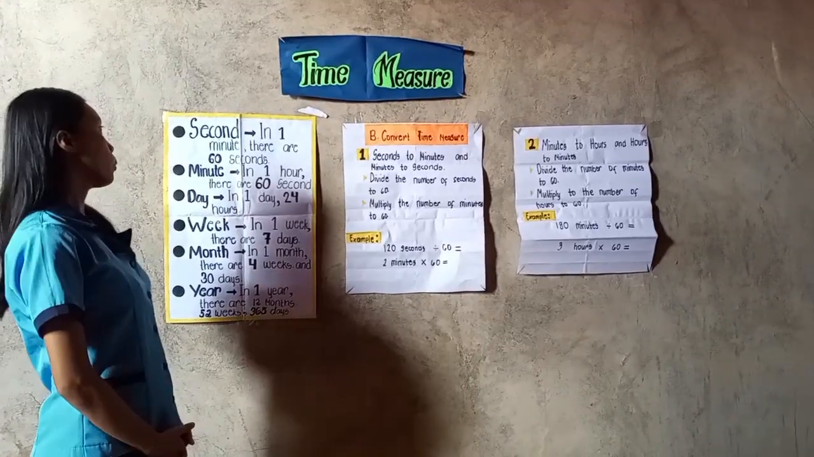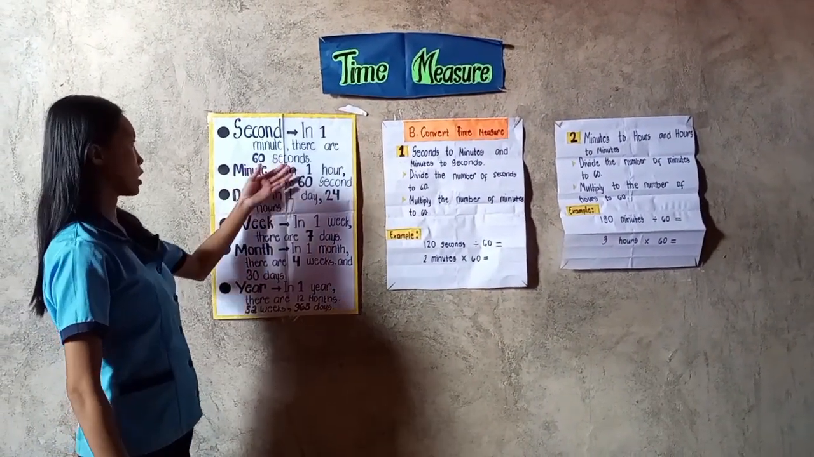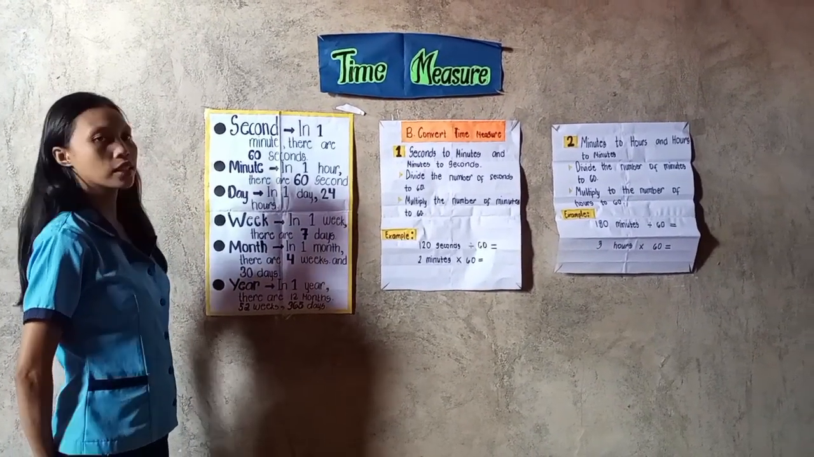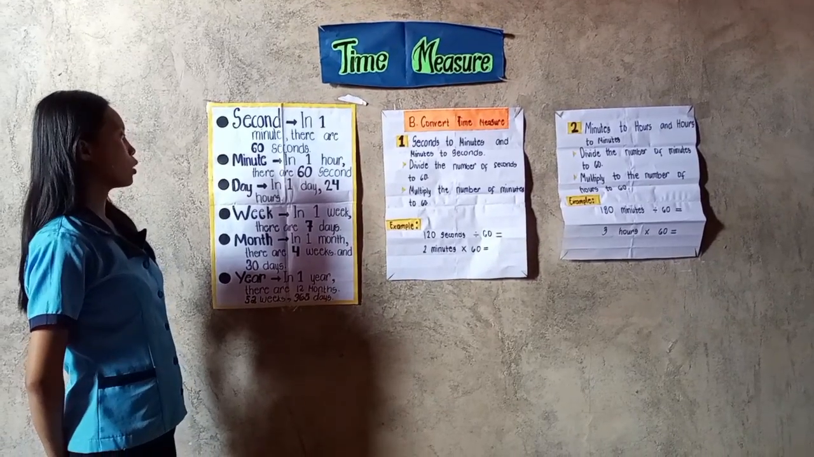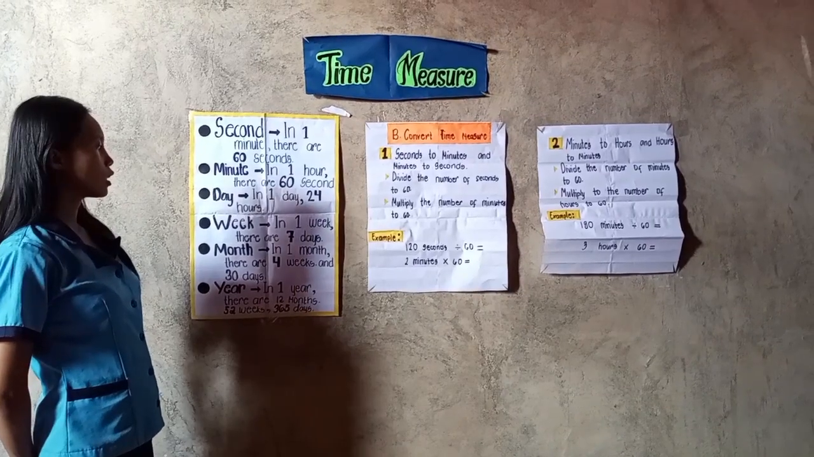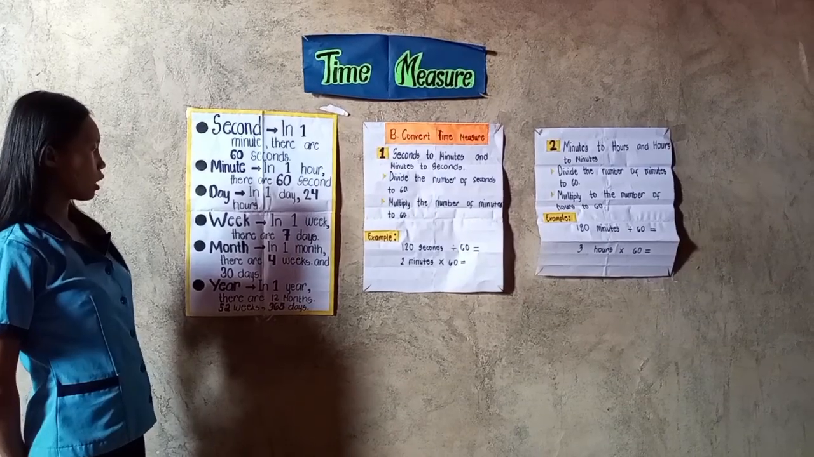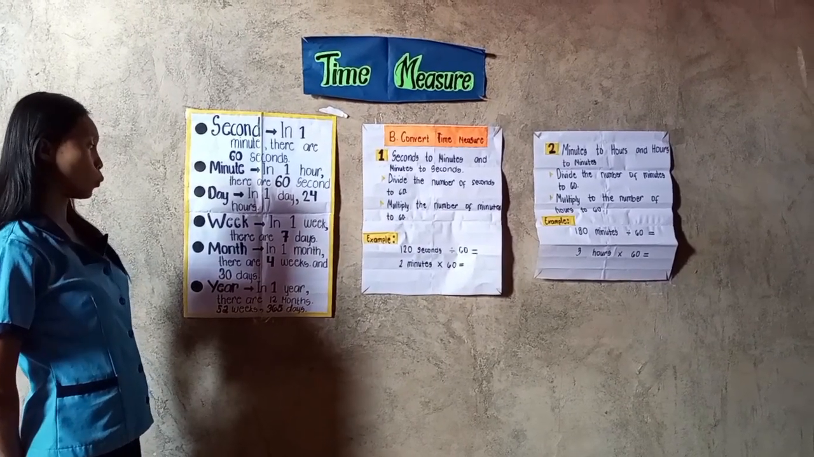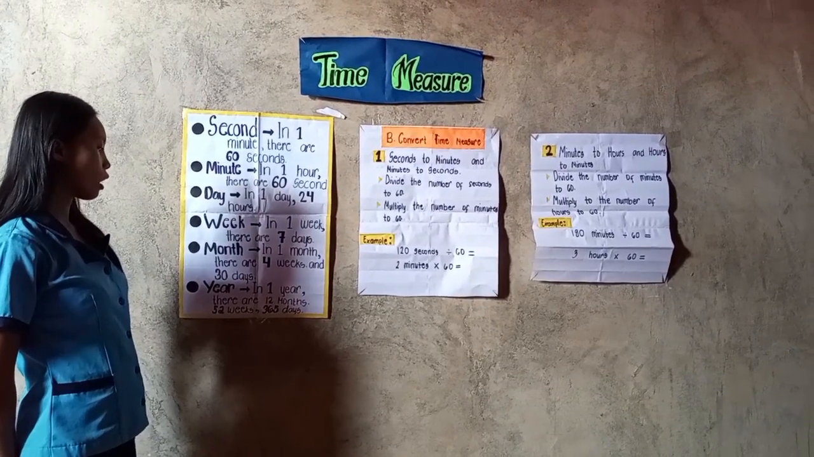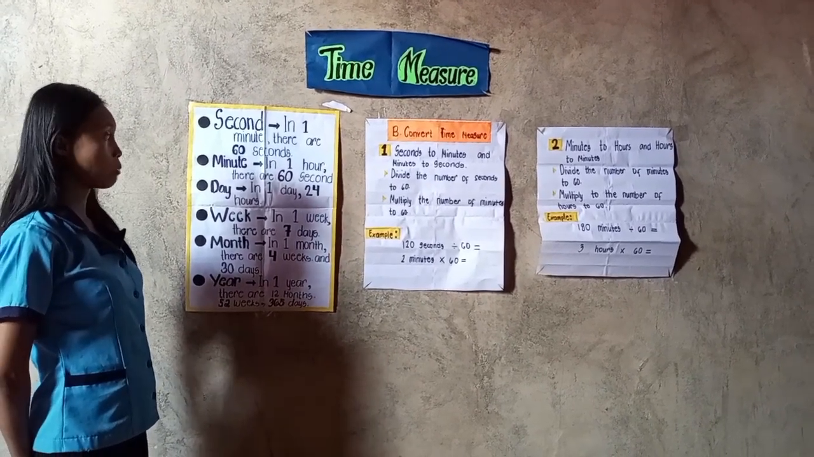And now, time. In 1 minute, there are 60 seconds. In 1 hour, there are 60 minutes. And in one day, there are 24 hours. In 1 week, there are 7 days. In 1 month, there are 4 weeks and 30 days. In 1 year, there are 12 months, 52 weeks, and 365 days.